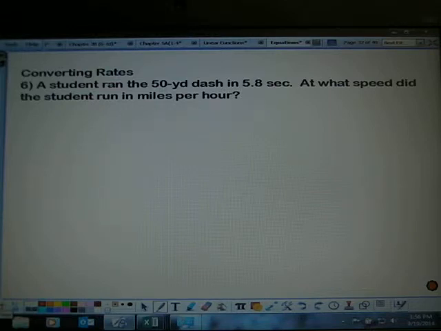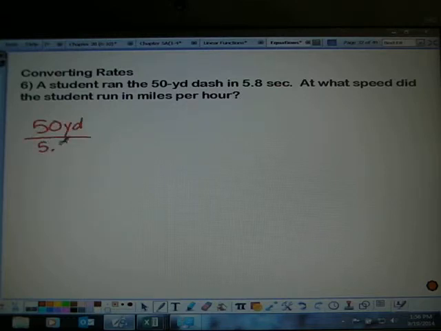A student ran a 50-yard dash in 5.8 seconds. At what speed did the student run in miles per hour? Okay, well we've got two things happening. We have yards and seconds. Yards is a distance, seconds is a time frame. So we're going to take those two things. We're not converting from yards to seconds, we're actually going to be converting both of them. So what we're going to do is make those into a fraction.